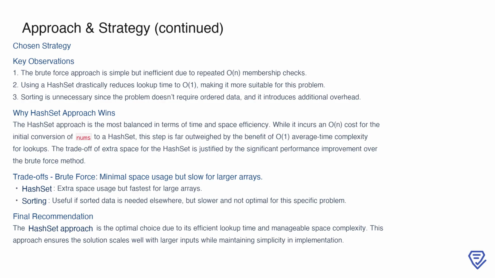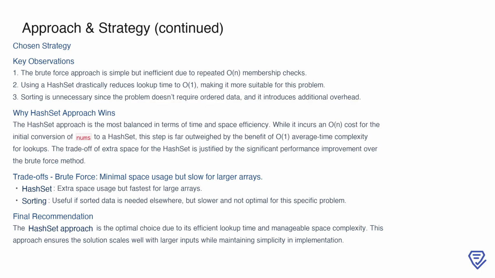The brute force method, while simple, suffers from repeated O(n) membership checks, making it less suitable for larger datasets. Sorting the array offers an alternative, but it introduces an O(n log n) overhead due to the sorting step, and the subsequent membership checks are still less efficient than the O(1) lookups provided by a hash set. Since this problem doesn't require the array to be sorted for other purposes, the sorting approach adds unnecessary complexity.